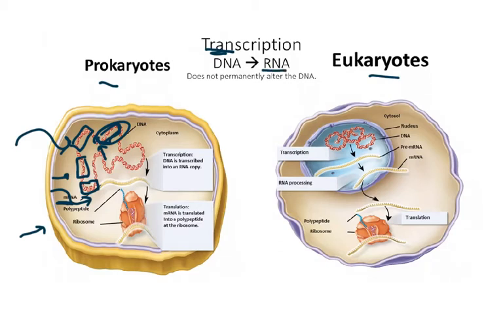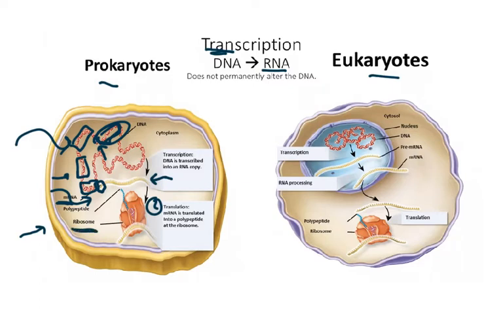Step two, once we have this little piece of RNA, is translation. In step two, this is where we translate each series of 3 nucleotides into an amino acid. That's considered translation because we're actually changing the language. We're moving from a nucleotide sequence to an amino acid sequence. Translation requires the existence of a ribosome.